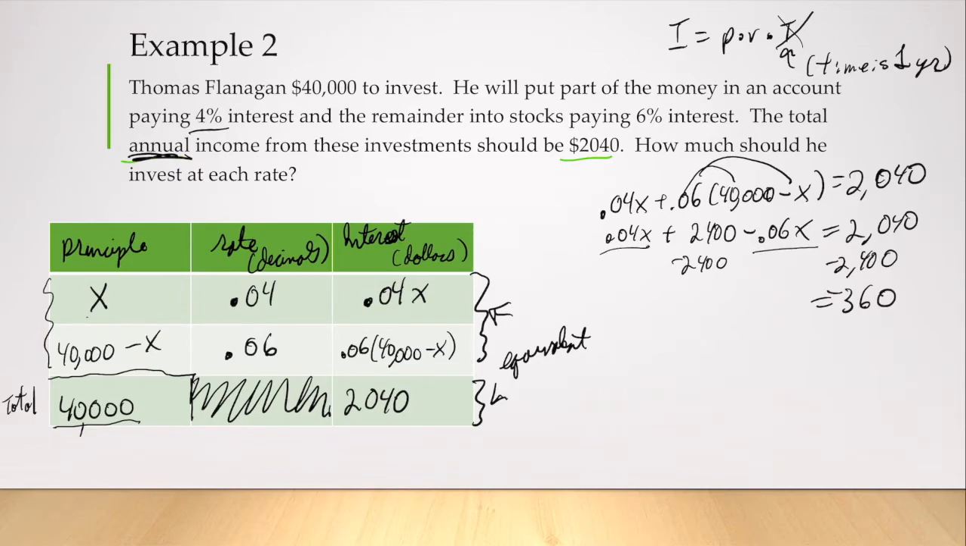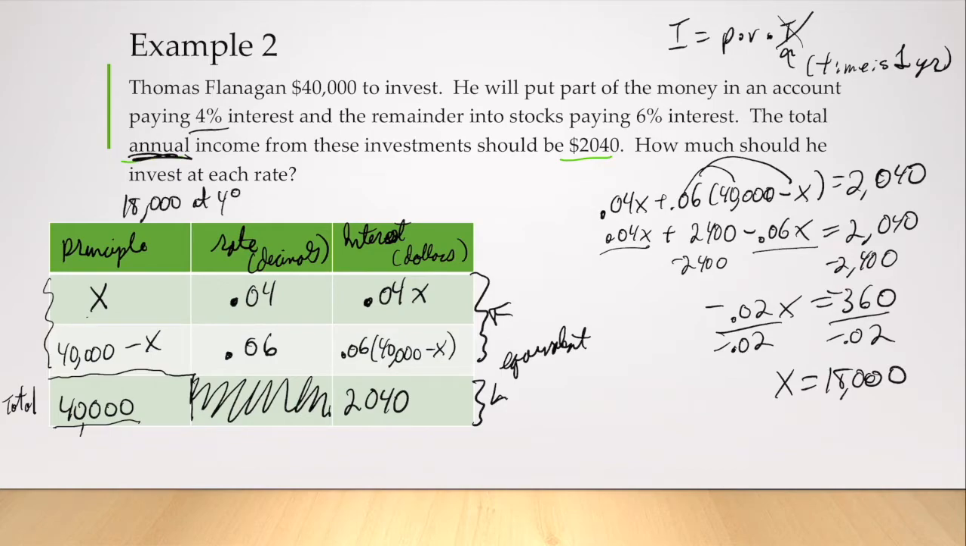I can combine my like terms. 0.04x minus 0.06x is a negative 0.02x. If I divide both sides by negative 0.02, thank goodness those negatives cancel, right? Because you can't have a negative out of money. I get x is 18,000. So I invested 18,000 at 4%, and then I invested 40,000 minus 18,000, which is 22,000, at 6%.